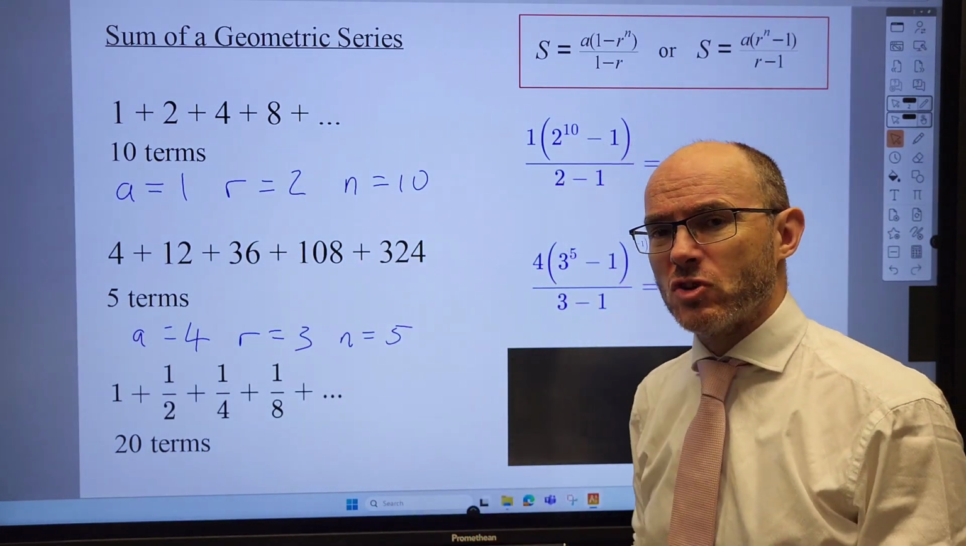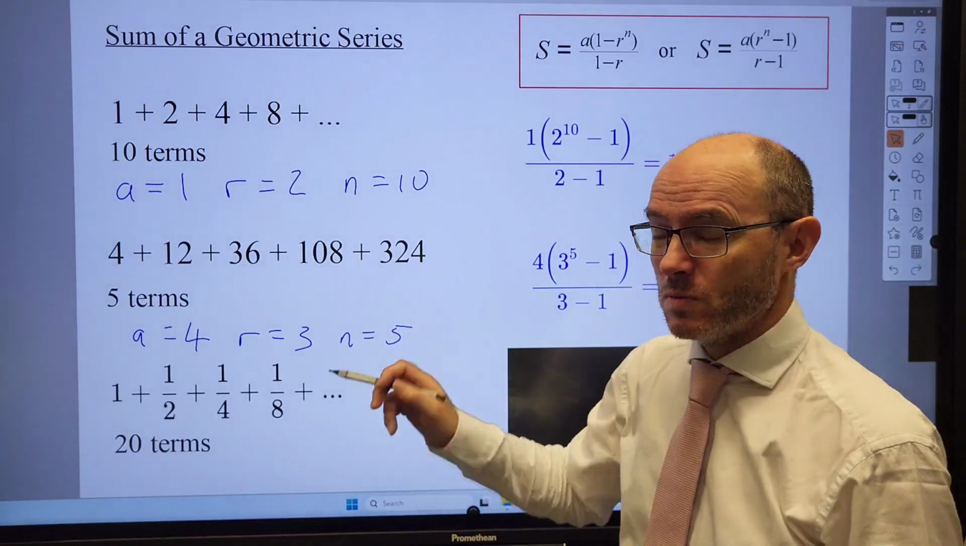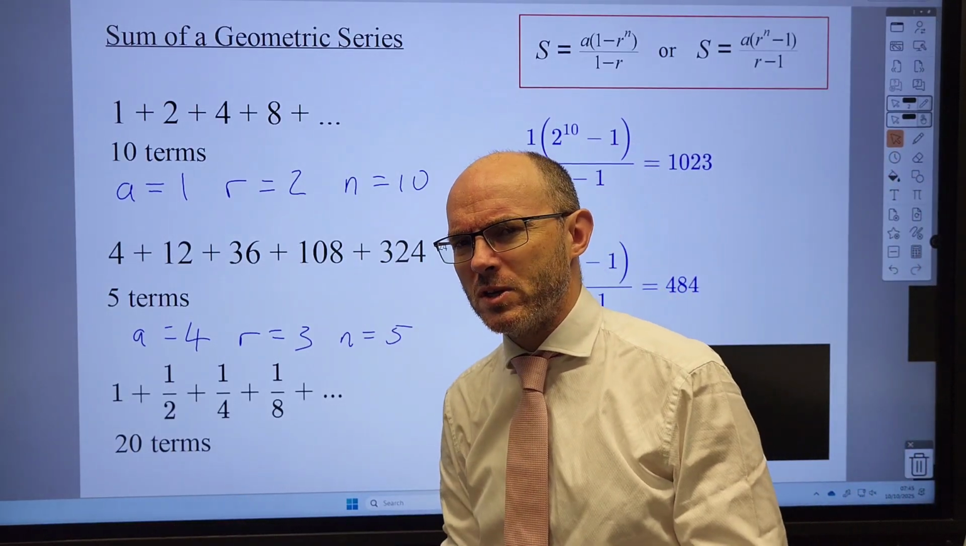Now if you add these terms separately, you should get the same answer, 484. It's just, like I said, a demonstration that using the formula gives you the same answer. Hopefully gives you a bit of confidence when you use it.